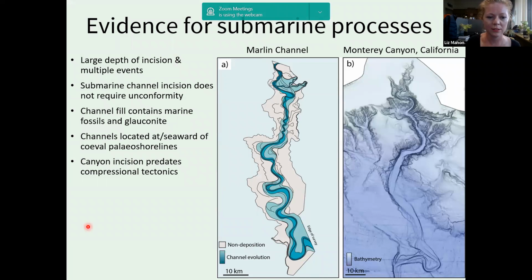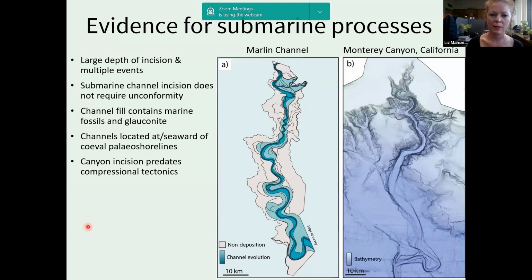So if we run through what we found, we saw this large depth of incision and multiple incision events. That seems quite consistent with submarine depositional environments. Submarine canyons can incise quite deep, and they don't require regional unconformity. So we don't need to invoke any regional uplift to account for that large amount of incision. In addition, the channel fill, the formation, sediments consist of quite a bit of marine indicators. There's marine macrofossils, there's microfossils, there's glauconite, there's calcareous sediments. So our channel fill sediment is looking quite marine.